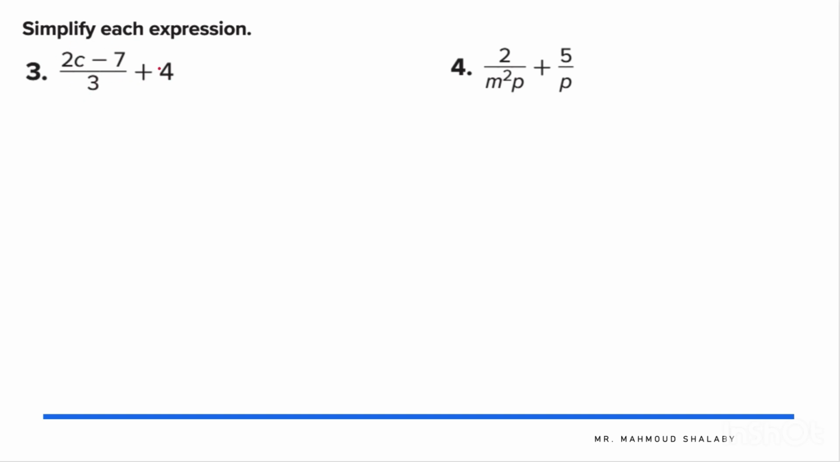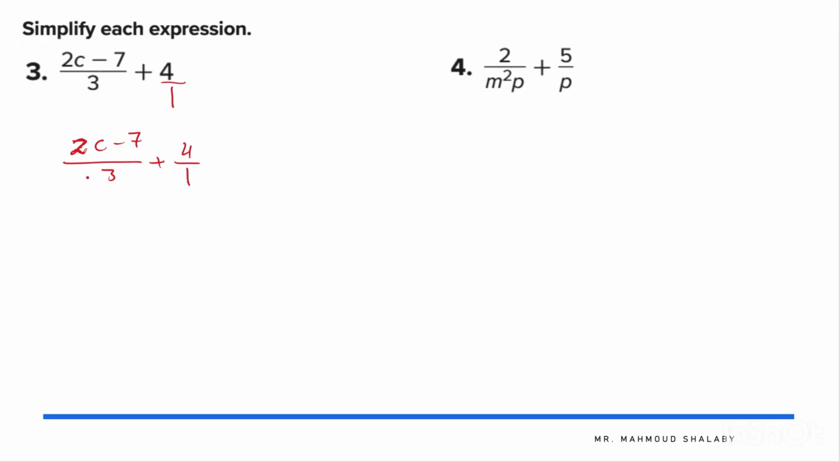This is a fraction and this is a whole number. Can we add them? We still need to add fractions. So if this is a whole number, can I make it a fraction? The answer is yes. I will make it over 1. Now in this case it's two fractions, so it will be 2c minus 7 over 3 plus 4 over 1.